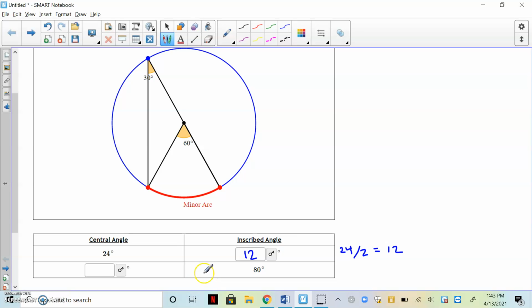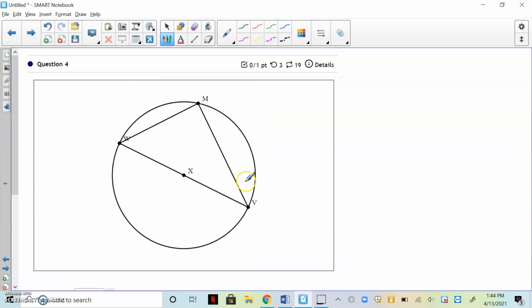So my inscribed will be 12 because that's half of the central. Now if I were to move backwards and I want to get my central from my inscribed, then I know that my inscribed is always going to be half of the central, so I need to double my inscribed, right? To get from 12 to 24, I had to double it. So to get from 80 to my new central, I have to double it. So that's going to give me 160. All right, and that is how you do your most basic problem with central and inscribed angles.